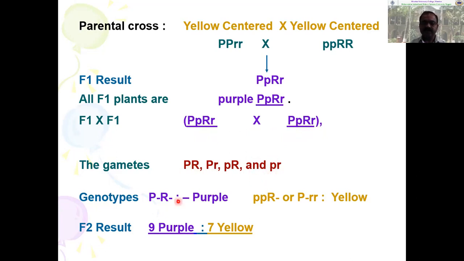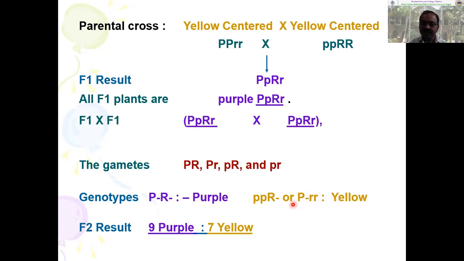So now why is it happening, why are we getting 9 purple versus 7 yellow center daisy plants? Because whenever the genotype has at least one dominant allele of each pair, that is capital P and capital R, it would be purple. Whenever we have either small pp or small rr, irrespective of whatever the other allele is, whether it is capital R or capital R small r, or in the case of the other gene, whether it is capital P or small p, whenever there is small rr, it would be a yellow center variety.